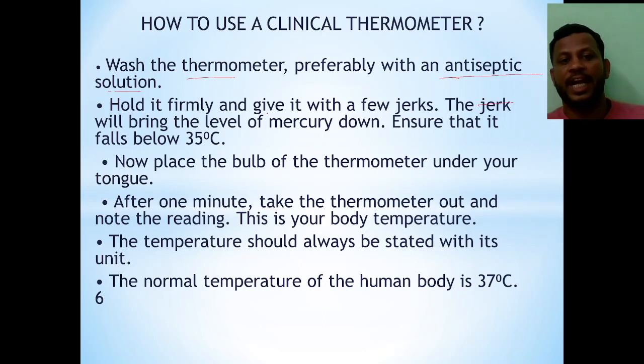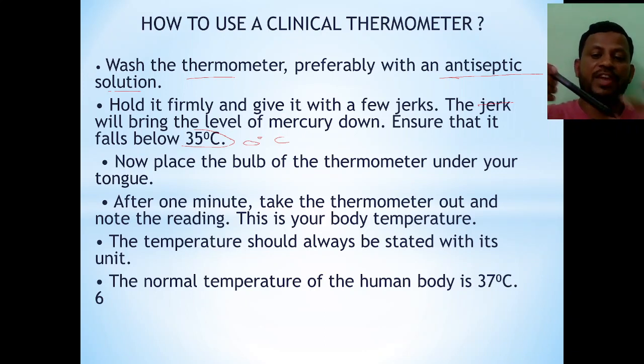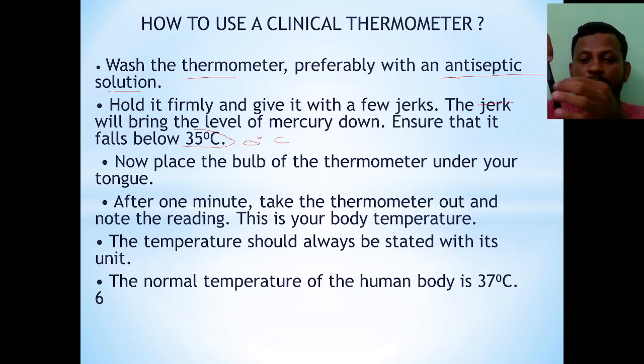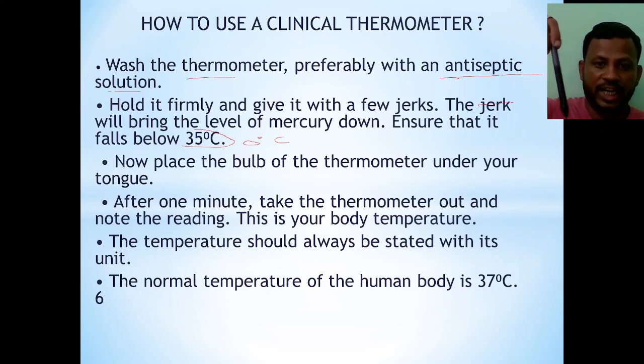Hold it firmly and give it a shake with the jerks. The jerks will bring the level of mercury down. Ensure that it falls below 35 degrees Celsius, it means it comes to 0 degrees Celsius. Imagine that this is the thermometer. We hold it, wash this bulb with the antiseptic, and shake it like this. Why? Because the mercury comes below 35 degrees Celsius.